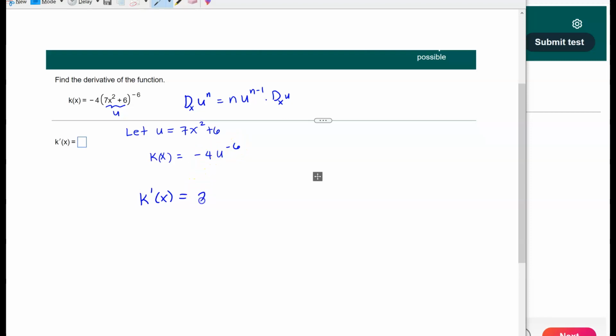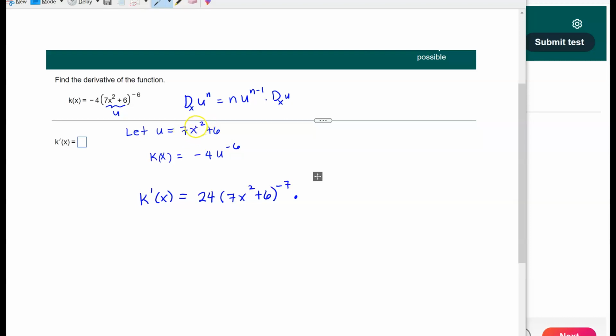That is equal to 24. Negative 4 times negative 6 is 24. And then u, copy your u. U is 7x squared plus 6. And then you subtract 1 from the exponent here. So that's equal to negative 7. Negative 6 minus 1 is negative 7. Then you don't stop there. You multiply it by the derivative of u, the derivative of the expression here.